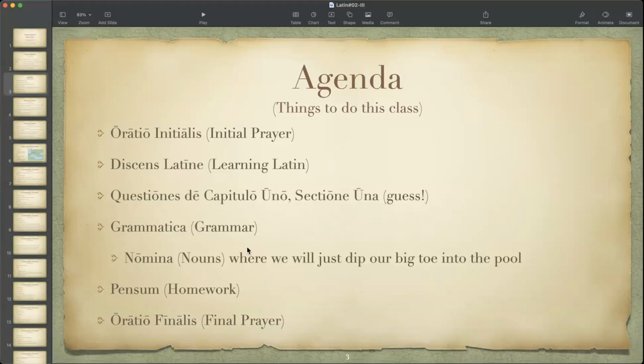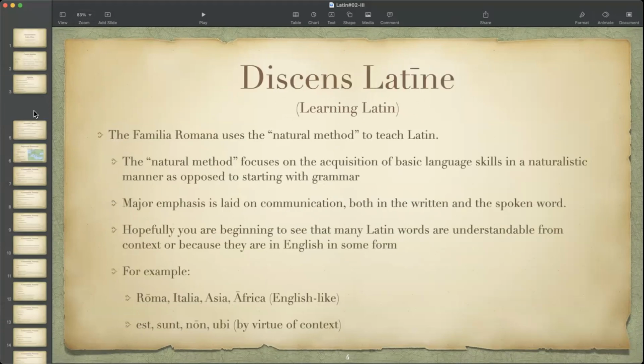Grammatica, we'll start on a little bit of grammar. Very simple stuff, and then homework, and then our final prayer. And this is where I want to cover any questions you had on what hopefully you have read in the homework you've done. But let's talk about learning Latin here, since it's relevant.